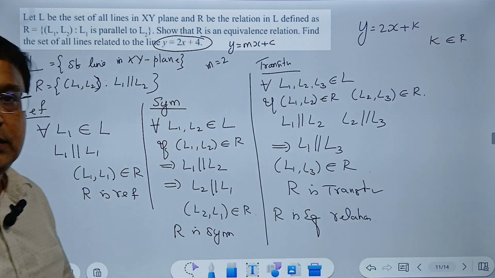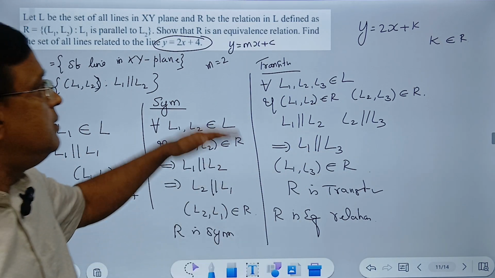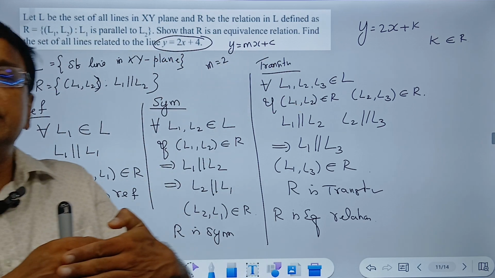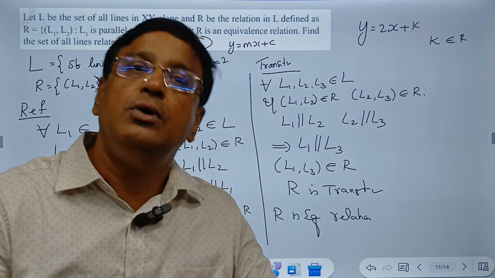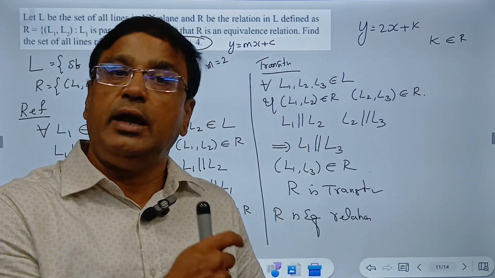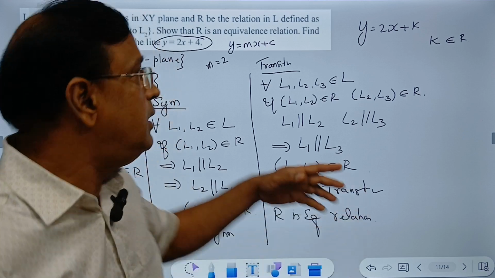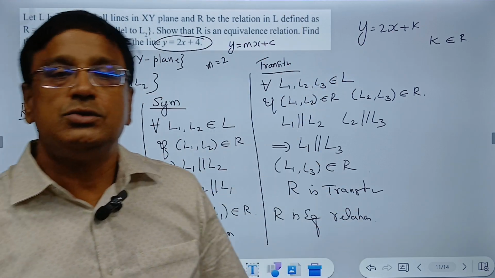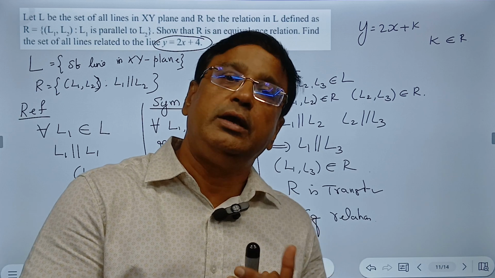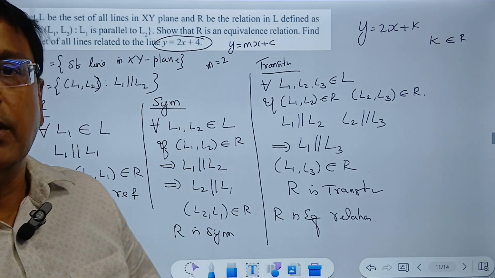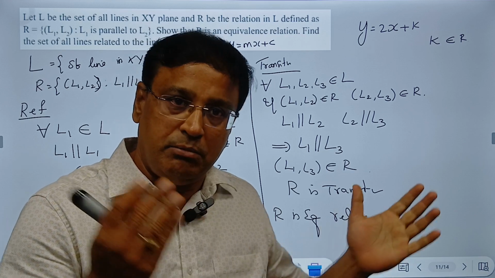Set of all lines parallel to y equal to 2x plus 4. So what is the set of all lines parallel to y equal to 2x plus 4? y equal to 2x plus k, because x and y will determine the slope. They will differ only by the constant. So the set of all lines parallel to y equal to 2x plus 4 will be y equal to 2x plus k, where k is any arbitrary real number.